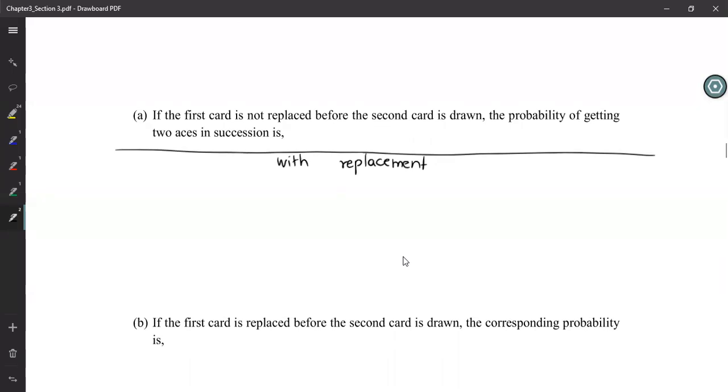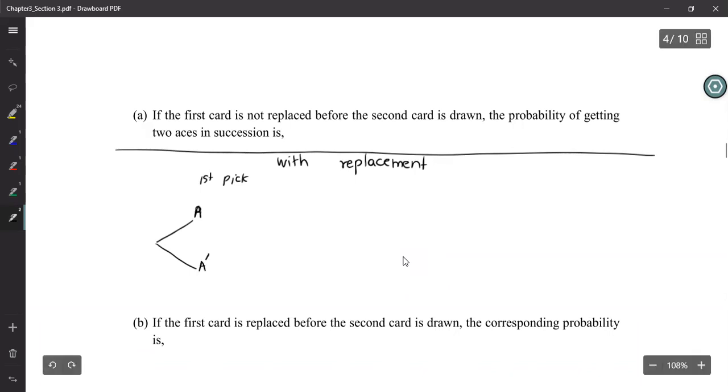So we are going to draw a tree diagram to explain this scenario. Here's my first pick. What are we interested in? Whether it is an A or not. So I'm going to put A prime to represent not A.